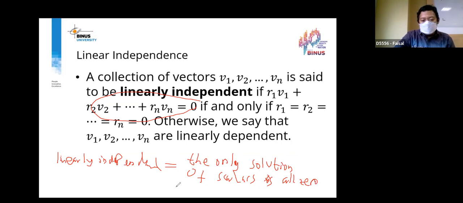And the negation is, if there are other solutions, non-zero scalars that satisfy this equation, then V1 until Vn are linearly dependent. Look at the difference. This is independent and this is dependent. Independent means the only solution of scalars is all zero. The negation is there are non-zero solutions for the scalars.